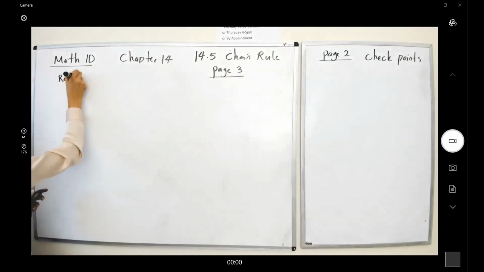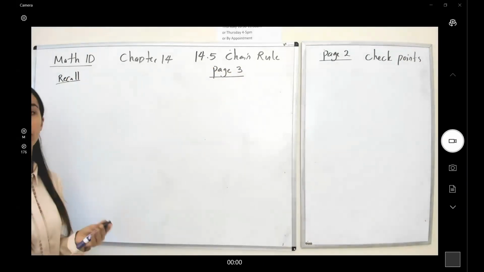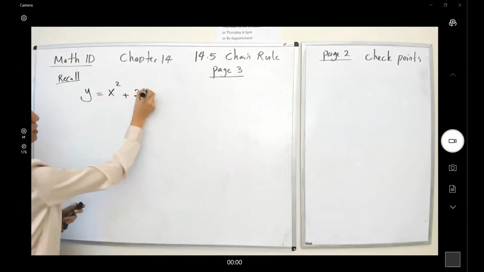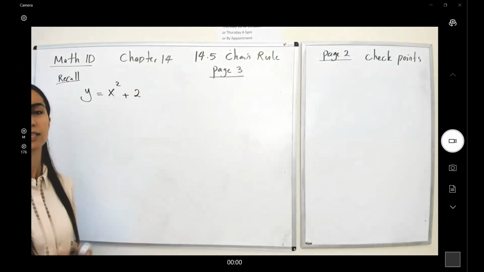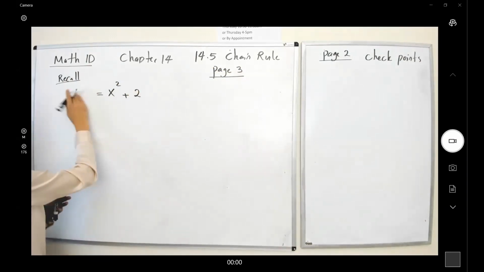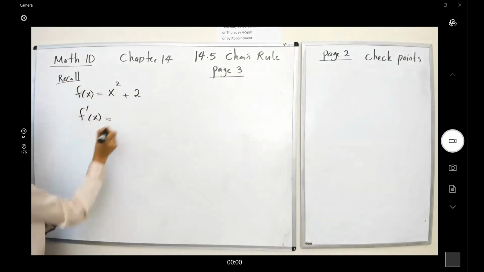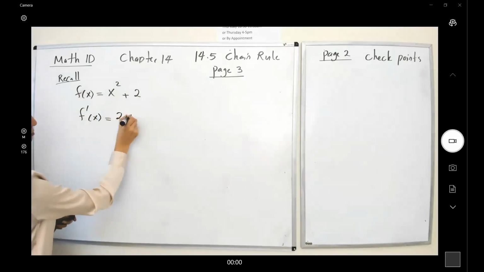Recall, if you have a function like y equals x squared plus 2, and the question says, hey, find the derivative of this function, you say that, okay, f prime is equal to 2x.